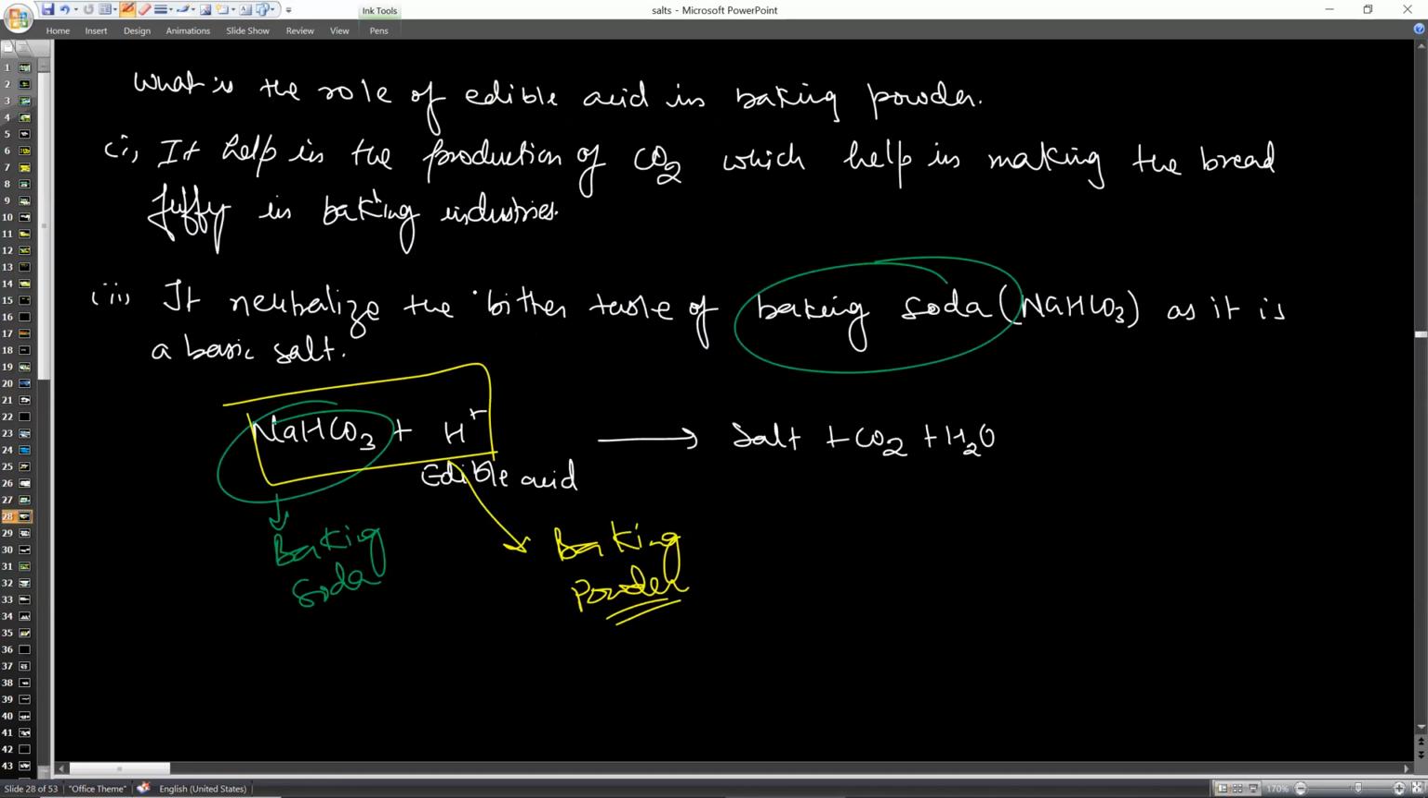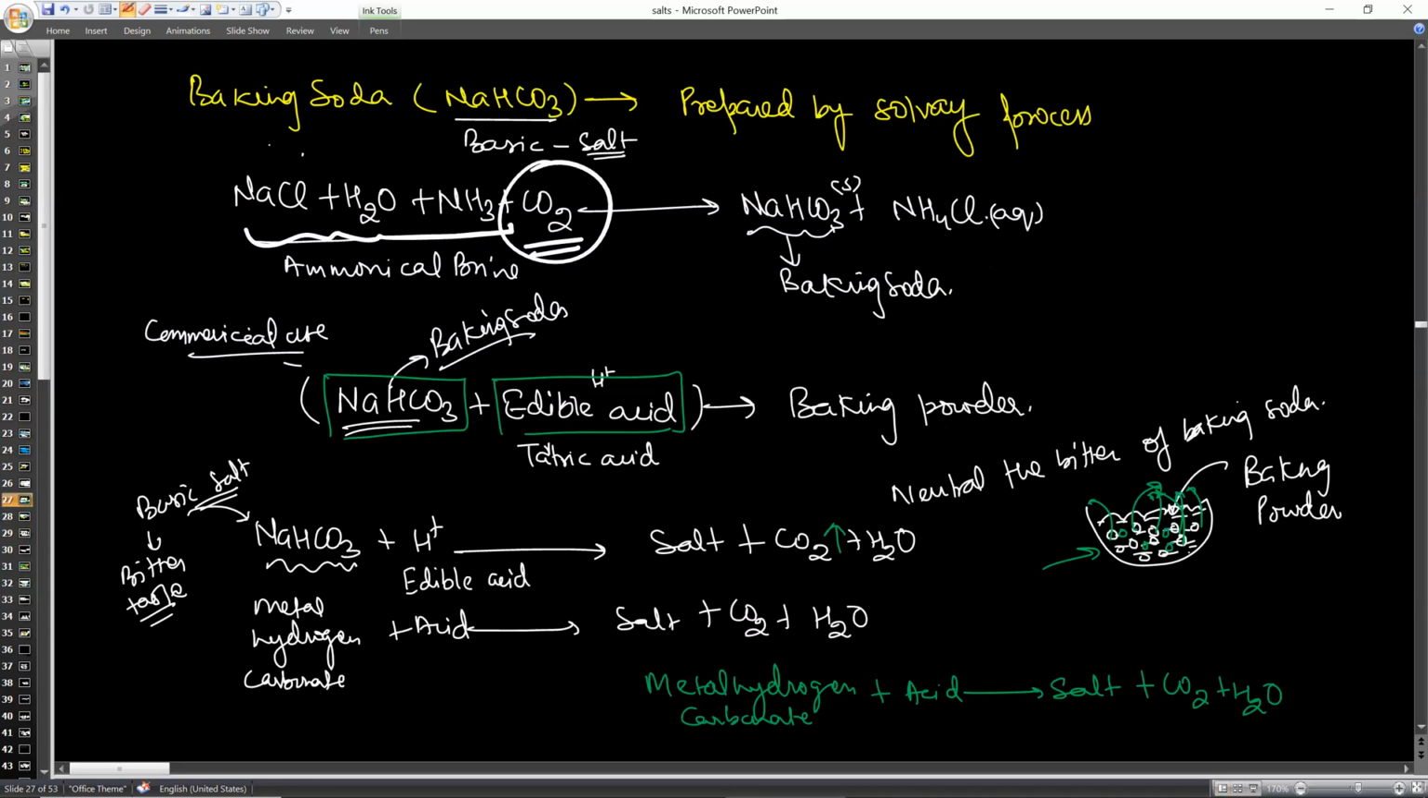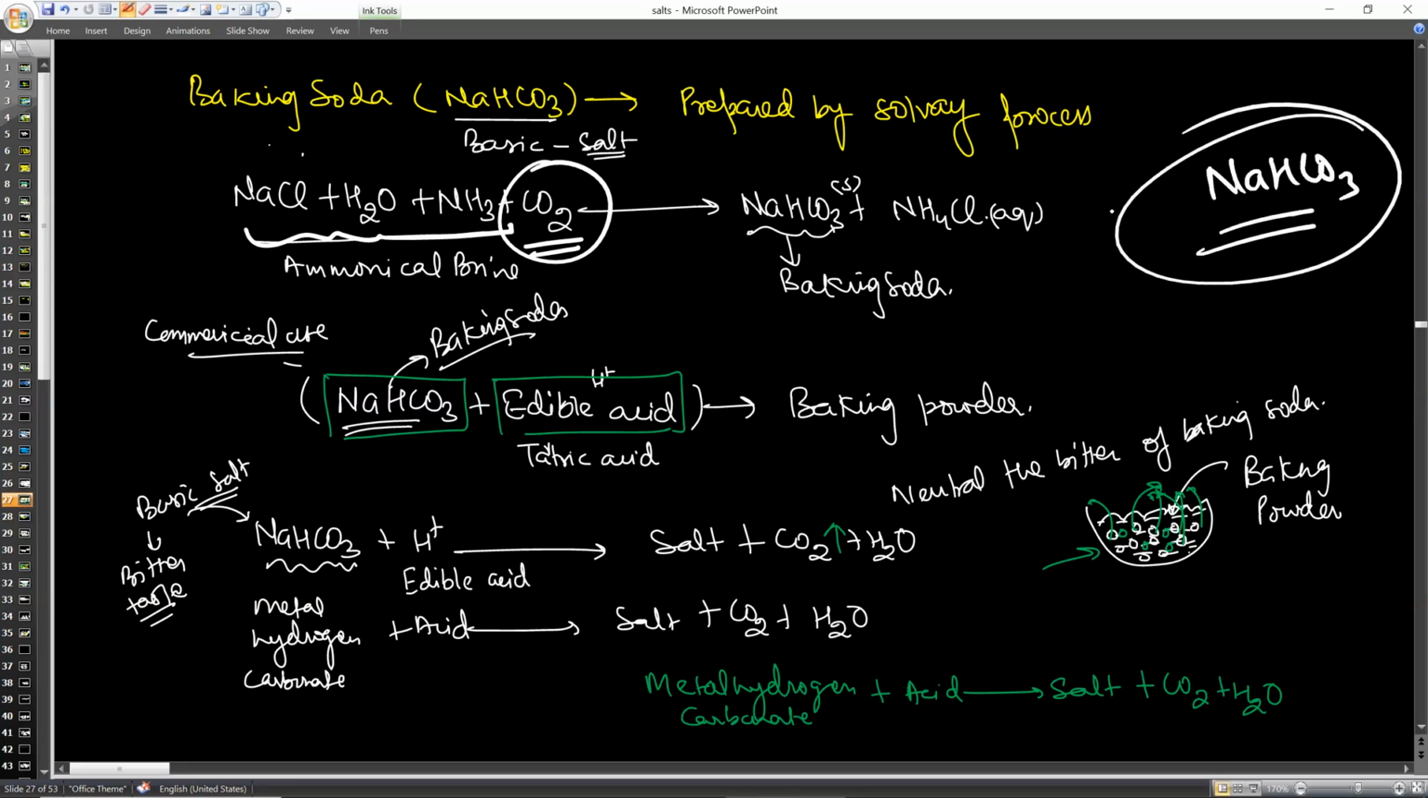Next is, now note it down. What is the use of this baking soda? Baking soda is sodium hydrogen carbonate. What is its commercial use? Baking soda is used for baking purposes.